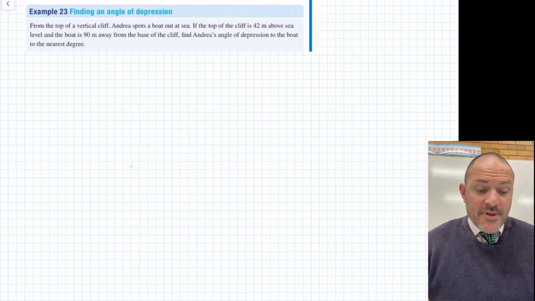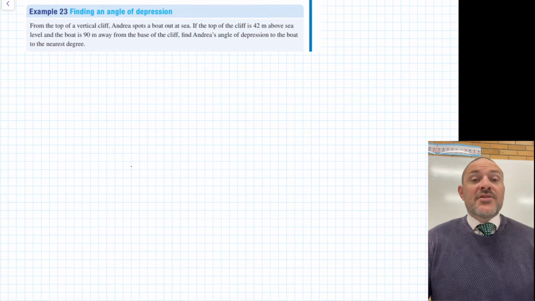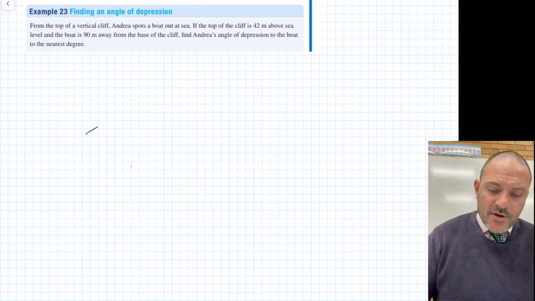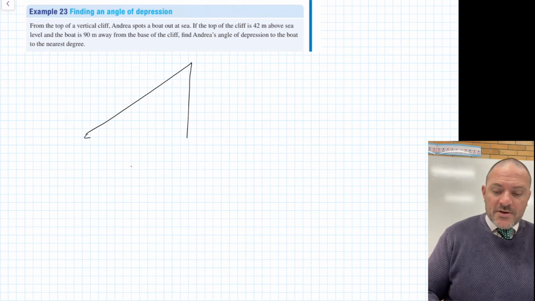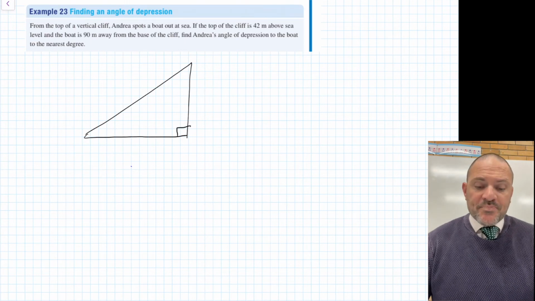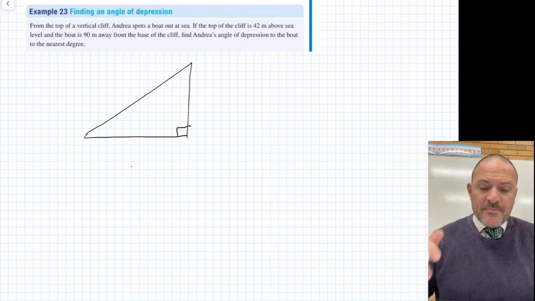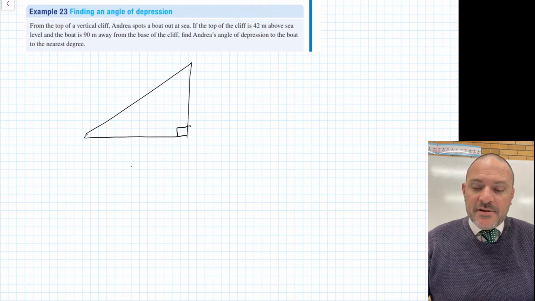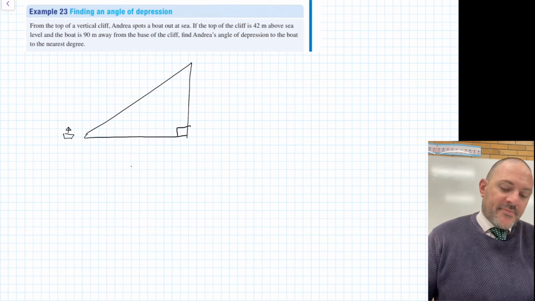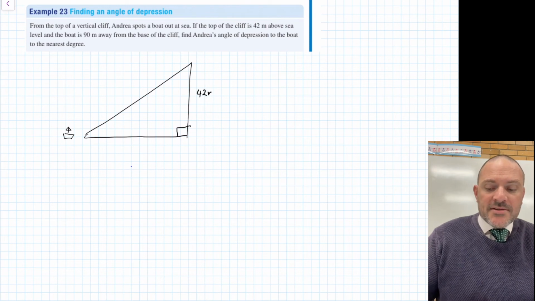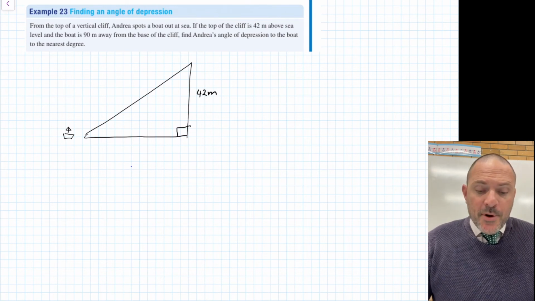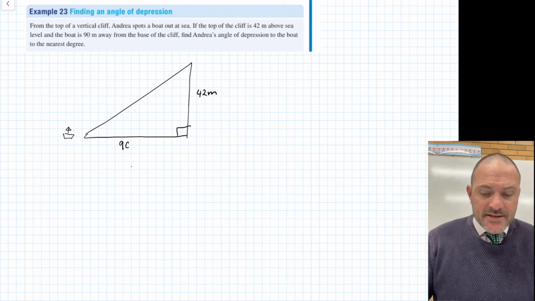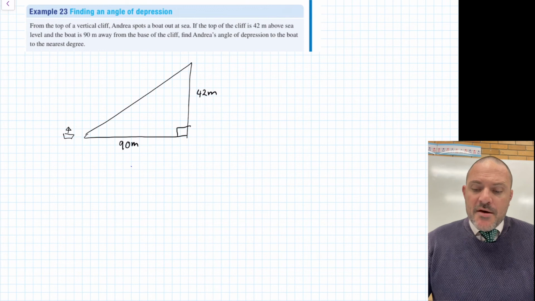Okay, how'd you go? So from the top of a vertical cliff, so we've got a vertical cliff. Let's even just start with a nice diagram, because then we can add information to it. So I'm at the top of this cliff, so top of the triangle. Andrea spots a boat, there we go, a boat out to sea. If the top of the cliff is 42 meters above sea level, well, of course your boat's down here, right? So we're going 42 meters for the vertical, and then the boat is 90 meters away from the base of the cliff, so we've got 90 meters there. Find Andrea's angle of depression to the boat to the nearest degree.